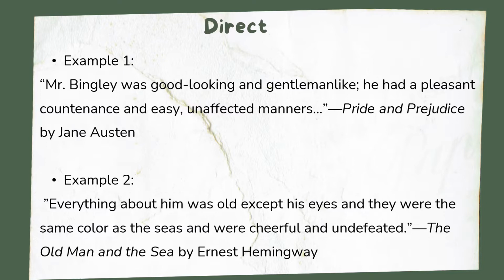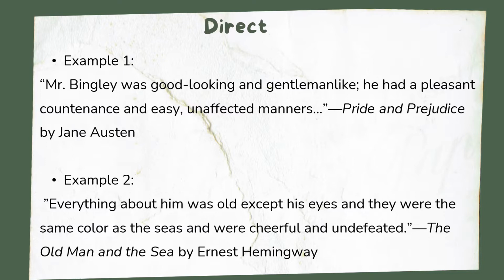The first one from Jane Austen's Pride and Prejudice. Mr. Bingley was good-looking and gentlemanlike. He had a pleasant countenance and an easy, unaffected manners. So here Jane Austen just directly tells us what we need to know about Mr. Bingley's personality. He's good-looking, he's gentlemanlike, he has a pleasant countenance, meaning he's pretty good-looking, and he has easy, unaffected manners, meaning he's very kind of social and easygoing.